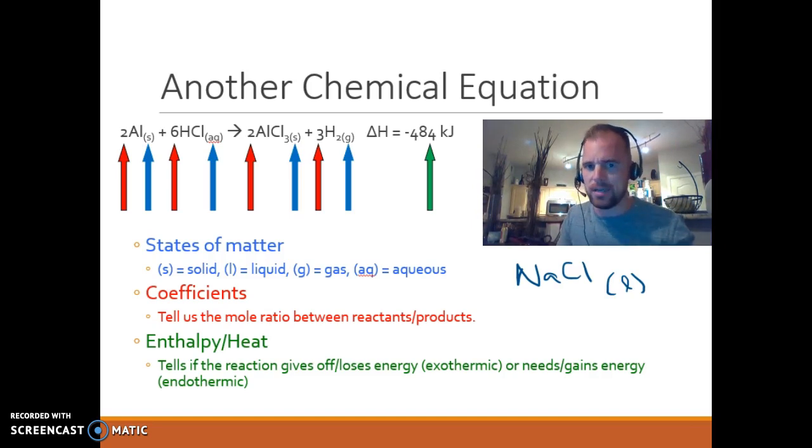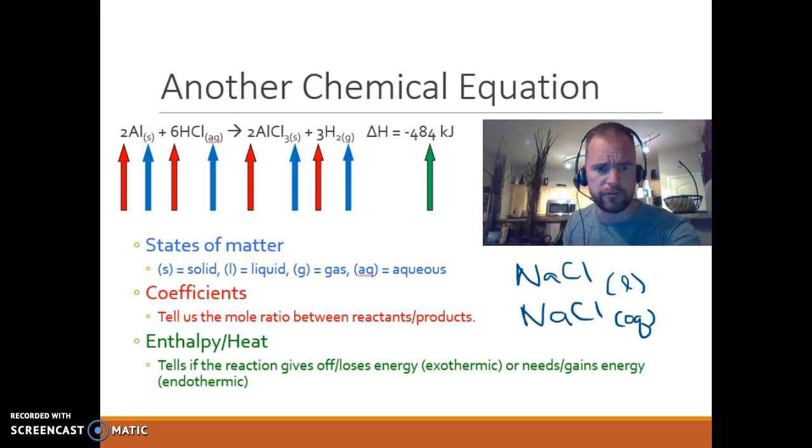That's not a very common thing to see with ionic compounds. More common that you're going to see with ionic compounds is that they're going to be aqueous, which means this is dissolved in water. So the NaCl here is dissolved in water, and so really you have a mixture. You don't have a pure substance. So I wanted to differentiate what those two meant. What else do we have?